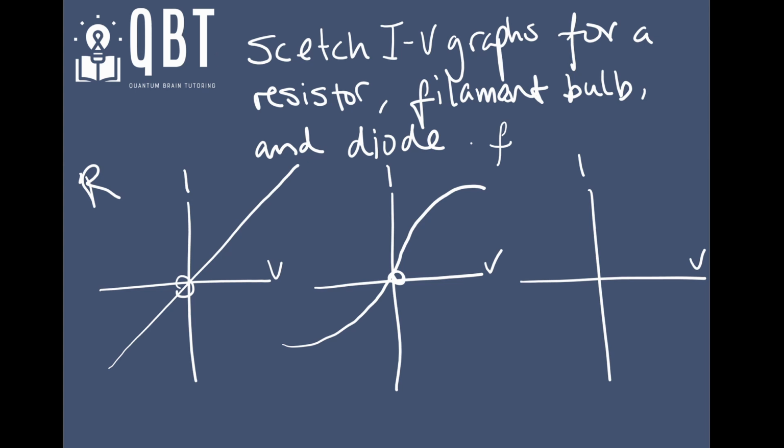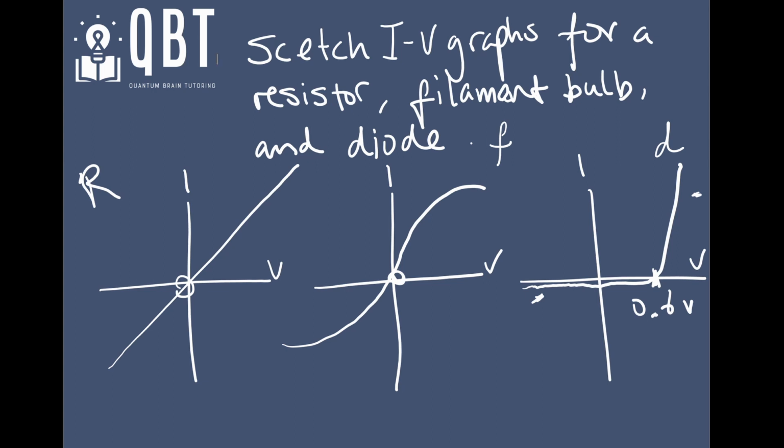And then for a diode, which is probably the trickiest of the 3 graphs because it's a bit more specific, it looks like this. It's straight all the way here, and then it goes like that, and it shoots up. That's because there's a low resistance here and a higher resistance here, and the voltage that it shoots up at is 0.6 volts, which is referred to as the threshold voltage in a diode.